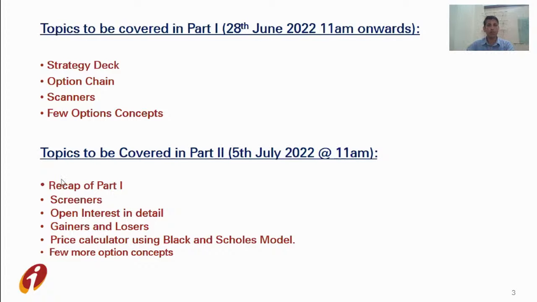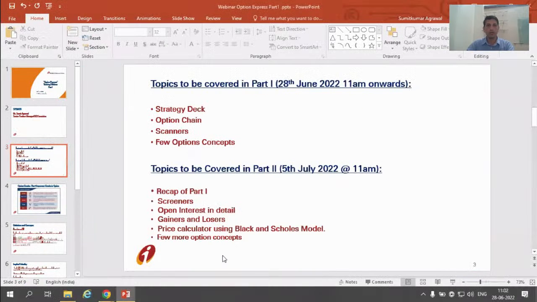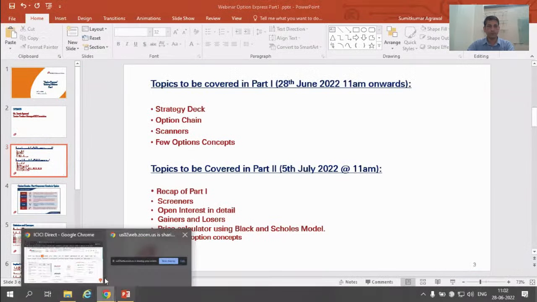So in part 2, we'll be covering screeners and open interest. That too, I will be explaining in detail. Gainers and losers, price calculators using the Black-Scholes model, and a few more option concepts, so that you'll be able to trade using Option Express thoroughly. So let's dive on to Option Express on the ICICIdirect platform. Just give me a sec.